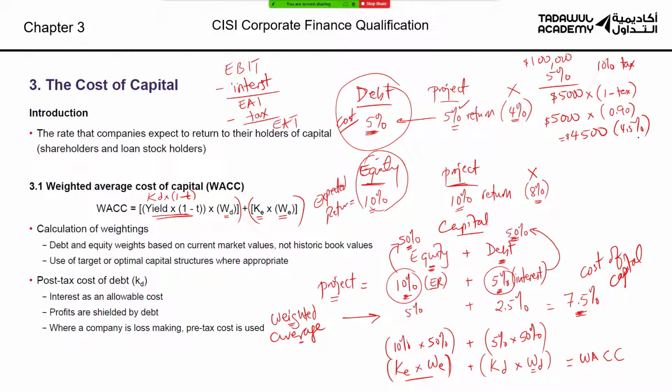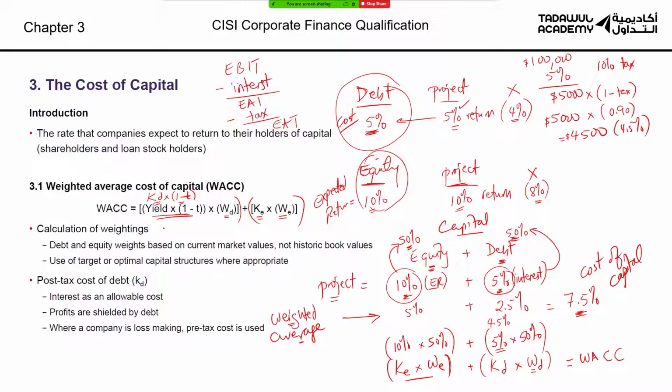That's why whenever we are calculating the cost of debt, if this is a country that has tax, we have to include the effect of tax. Tax is a saving on debt. So we've noticed here, if we had taken 5% as our cost of debt, we would have been wrong. We should have taken 4.5% instead of 5%.